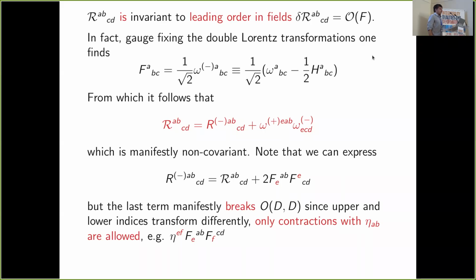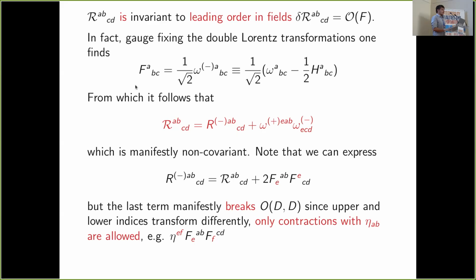Now, of course, you can go back from this double formulation. You can gauge fix the double Lorentz transformations. You can set these two independent frame fields that we had equal to each other. Then you just have one copy of the Lorentz group left. And then you go back to the usual supergravity fields. And if you do that, you can derive what the relation is between these generalized fluxes and the ordinary fields.